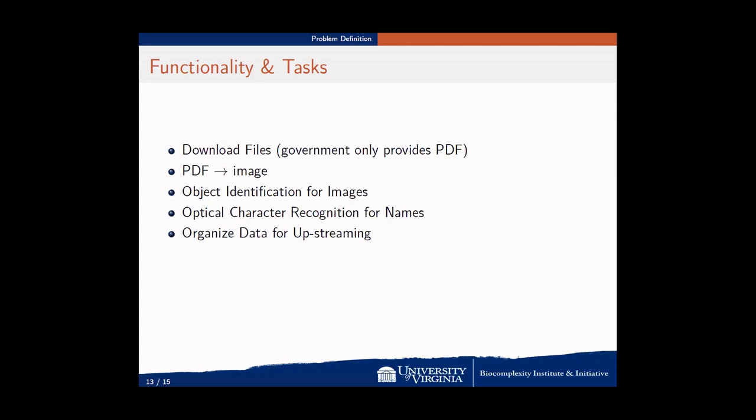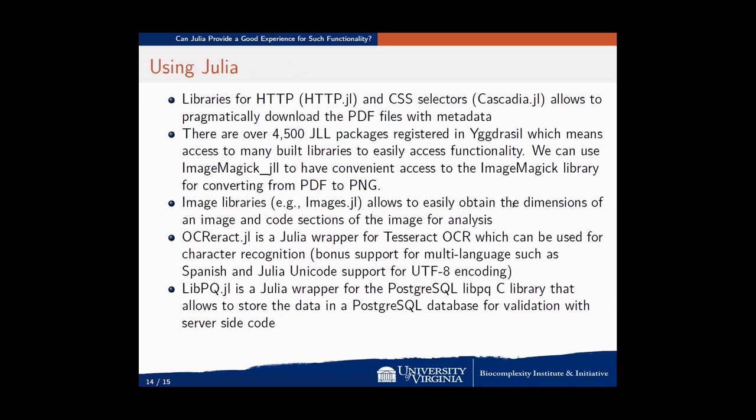The government only gives PDFs of the sample ballots. So we needed a way to crawl that with HTTP, use a CSS parser in order to select the links, download those files, programmatically transform and convert the PDFs to images, manage or interface with the images, use optical character recognition for the names so we can actually extract the text from their images, and then organize the data for upstreaming. Next slide. So why is Julia useful in this task?